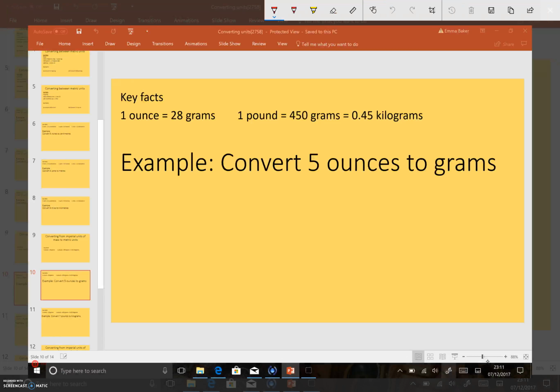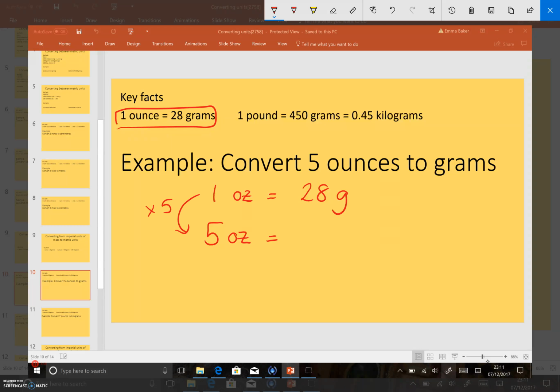I've got here that I want to convert 5 ounces into grams. So I know that 1 ounce, okay, 1 ounce, we can write ounces as oz for short, is the same as 28 grams. I want to convert 5 ounces. And in maths, we sometimes put a cross through our z so it doesn't look like a 2. So I'm multiplying by 5. So I've got to do 28 multiplied by 5.